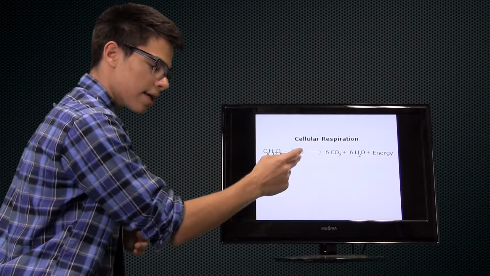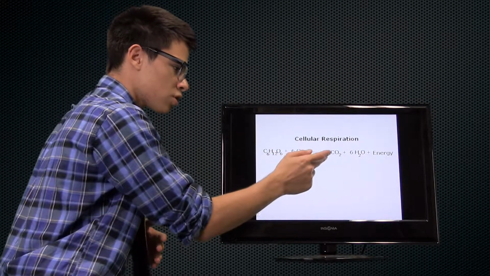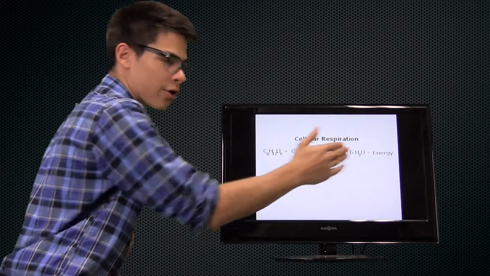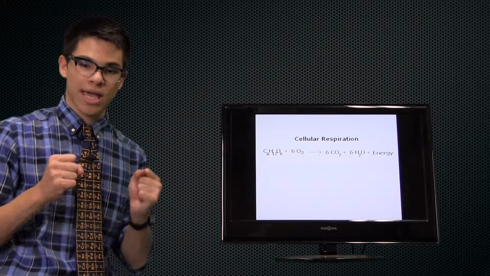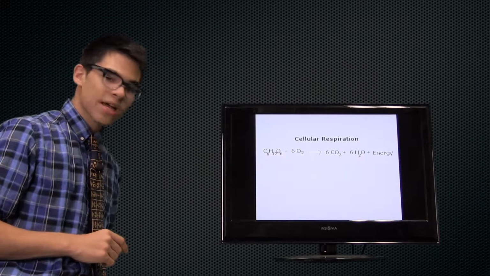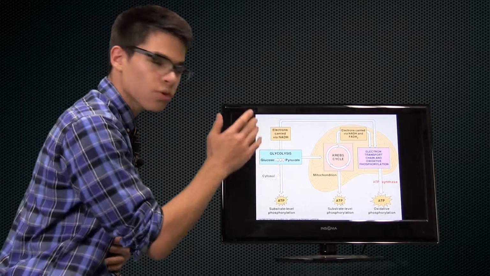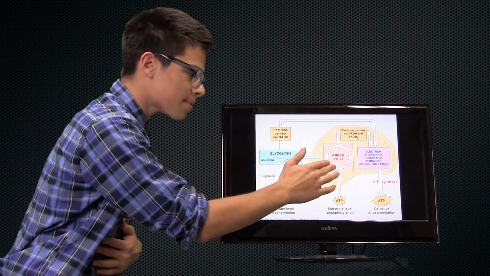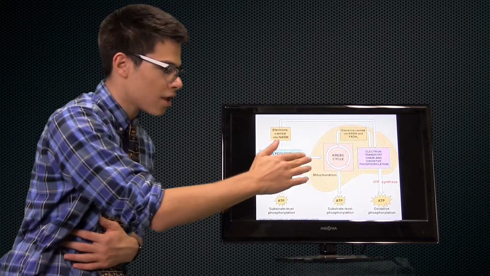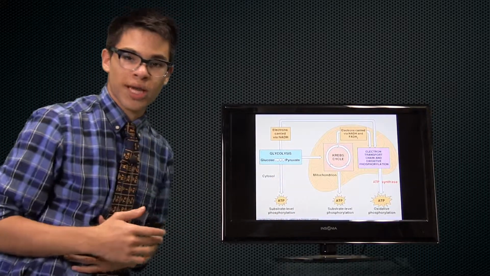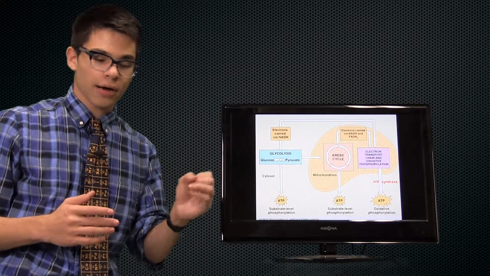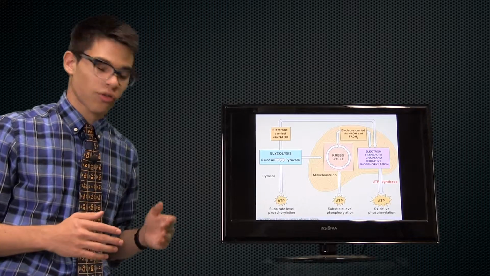C6H12O6, glucose, in the presence of oxygen, yields carbon dioxide, water, and energy, or ATP, which is the cell's energy currency. So, cell respiration can be broken down into three main stages. Glycolysis, which occurs in the cytoplasm, Krebs cycle, which occurs in the matrix of the mitochondria, and the electron transport chain, which occurs in the membrane of the mitochondria called the cristae.